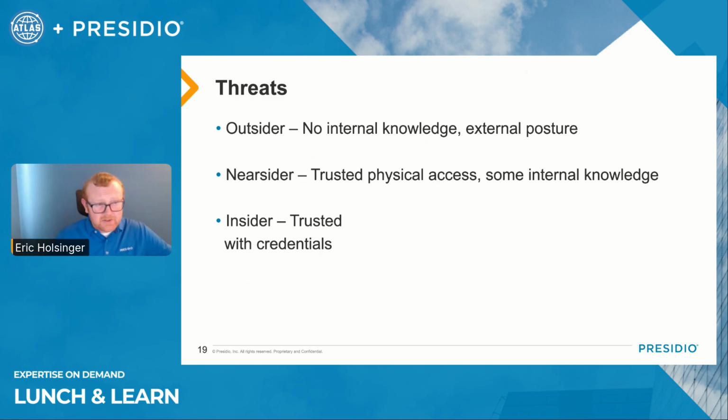So we have a couple different types that are pretty common in the cybersecurity realm. Your outsider threats. So those are people with no internal knowledge. They have that external posture from the outside trying to get in. You have your nearsider threats. So someone with trusted physical access, some internal knowledge. And then you have your insider. So those are trusted sources with credentials inside your environment that are looking to cause some sort of harm, some sort of data extraction, something like that.